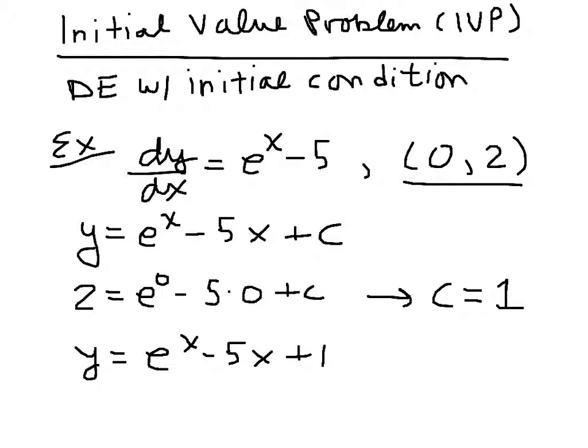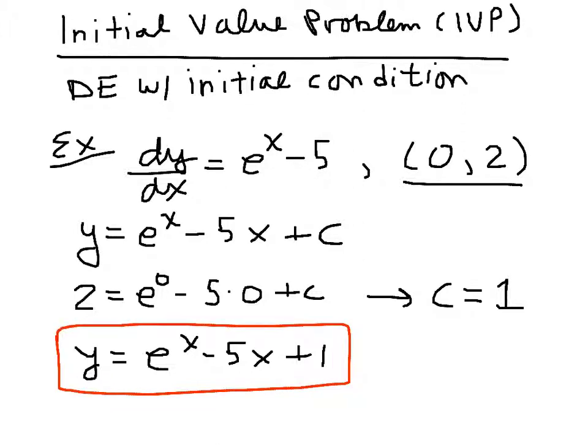So just to make sure you understand what we're saying here, this function satisfies the condition that its derivative is e to the x minus 5, and that this function contains the point (0, 2). So that's an example of an IVP.